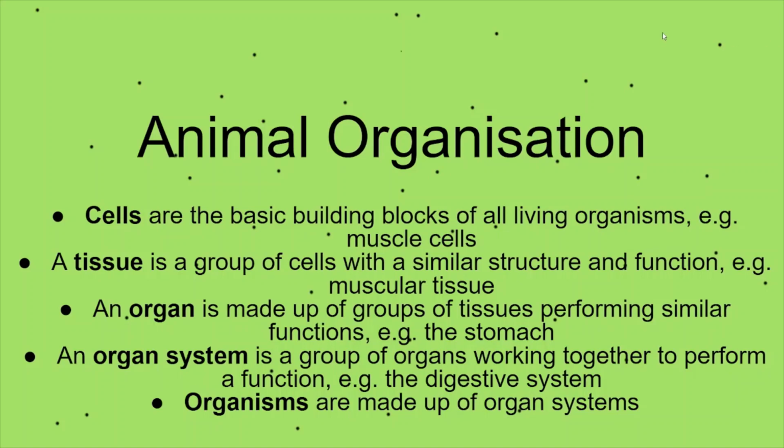So we're going to start with animal organisation. We're going to look at cells, tissues and organs found in animals, specifically humans. But first of all, we need to look at the basic principles of organisation.